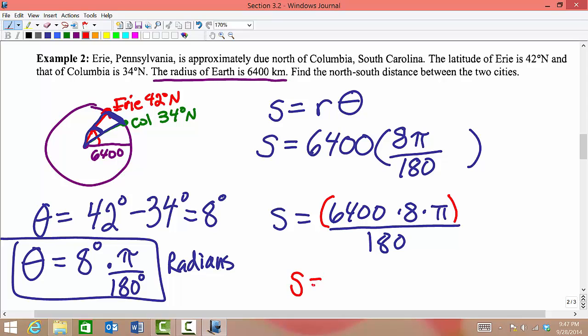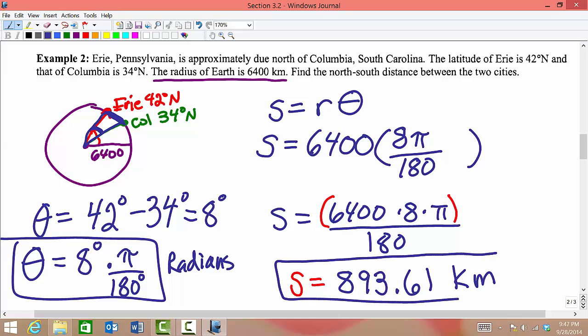So the distance between the two cities, this is our arc length that we're going to solve for here. The distance between the two cities would be approximately 893, let's round to the nearest two decimal places, 893.61 kilometers. And it's an approximation, so we can say approximately, but this can work for any two cities that lie on the same north-south line.